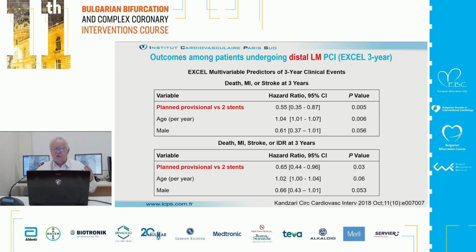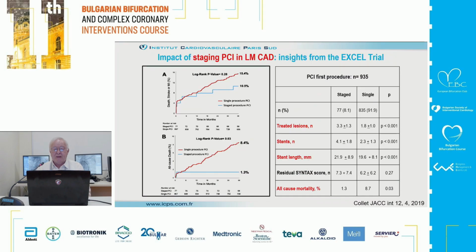In a sub-study of EXCEL, it was shown that the death, MI, stroke at 3 years was lower when using provisional versus 2 stents. And it is the same for death, MI, stroke and revascularization at 3 years, again in favor of provisional stenting.